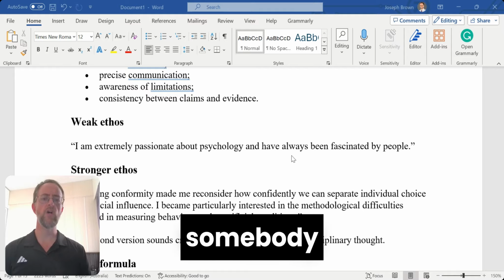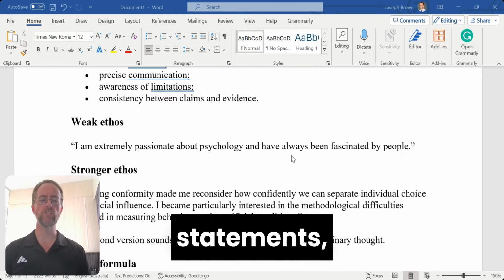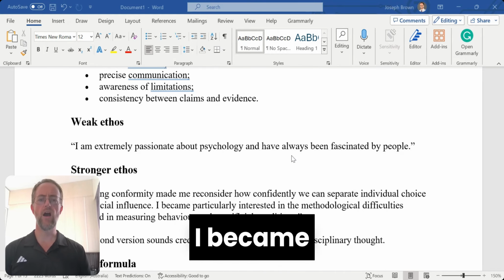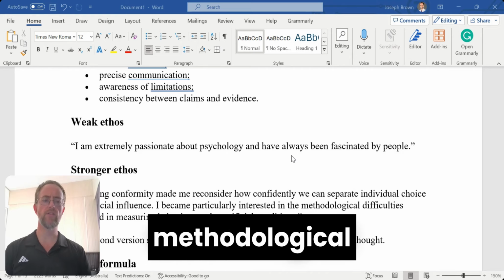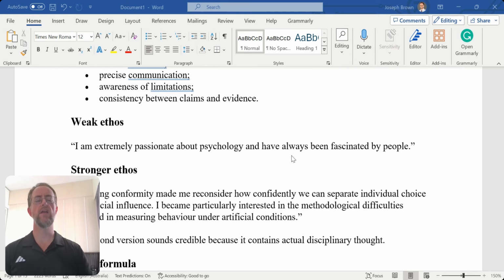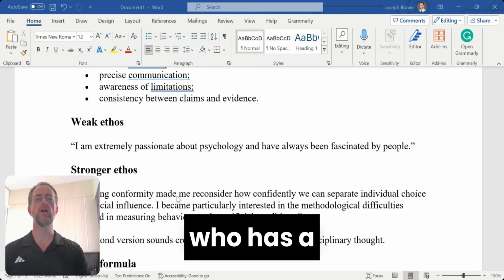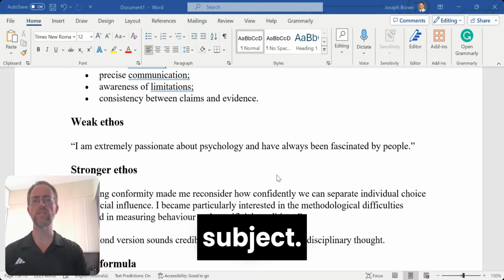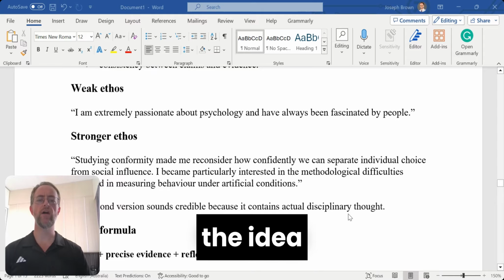This is somebody who is making bold statements, somebody who knows the subject and can state it clearly. "I became particularly interested in the methodological difficulties involved in measuring behavior under artificial conditions." So, this is somebody who is interested, who has a real curiosity in the subject, who's done work on the subject, and I have got the idea that this person is ready to study.